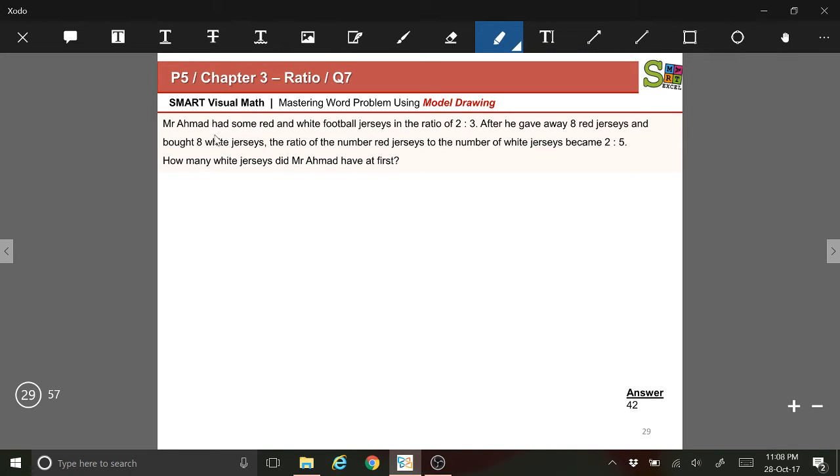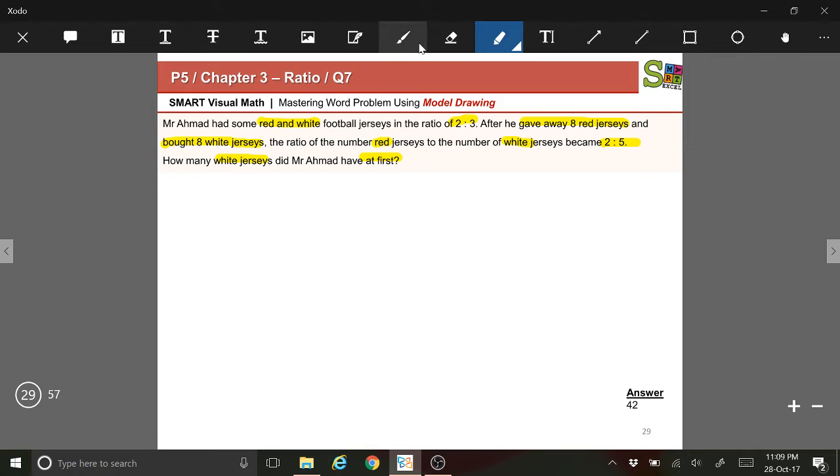So they mentioned that Mr. Ahmad has some red and white football jerseys in the ratio of 2:3. Right, so red to white at first is 2:3. After he gave away 8 red jerseys and bought 8 white jerseys, now the ratio of red to white jerseys became 2:5. So how many white jerseys did Mr. Ahmad have at first? Right, so again we're gonna list that first.